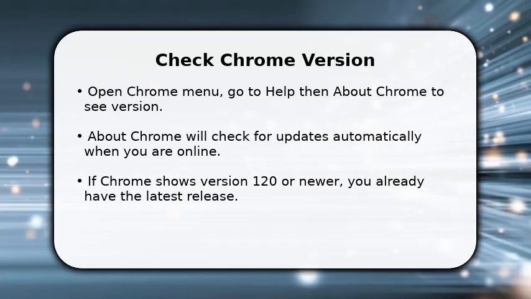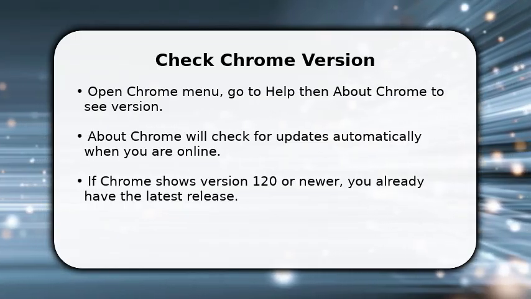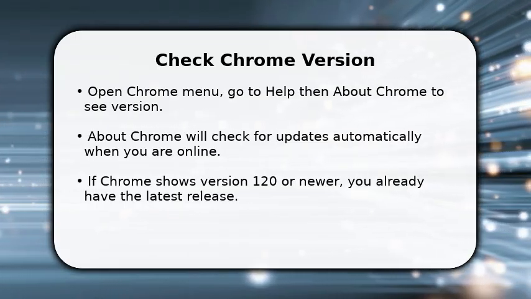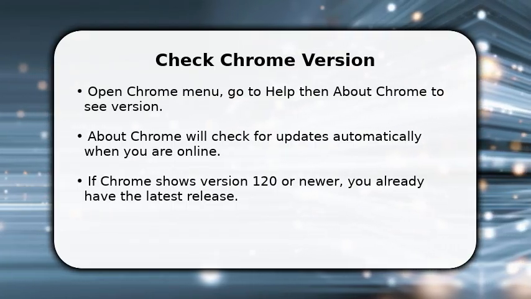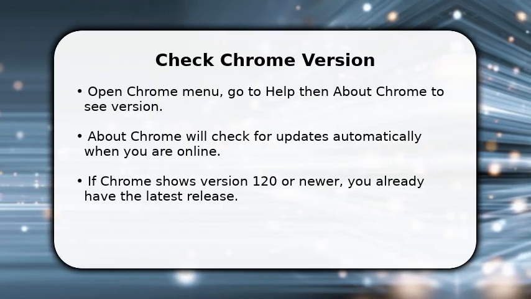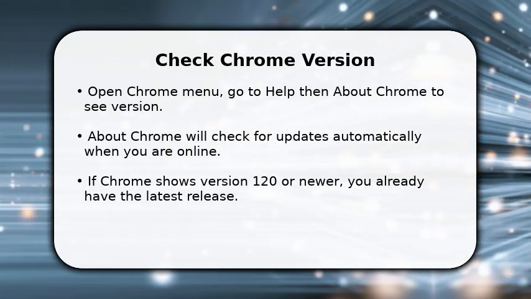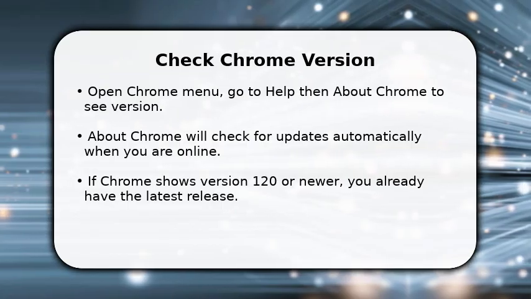Open Google Chrome and click the three-dot menu in the upper right. Choose Help, then About Chrome to display the current version number. About Chrome will immediately check for updates when your device is online and connected. The update process downloads patches automatically if a newer version exists.